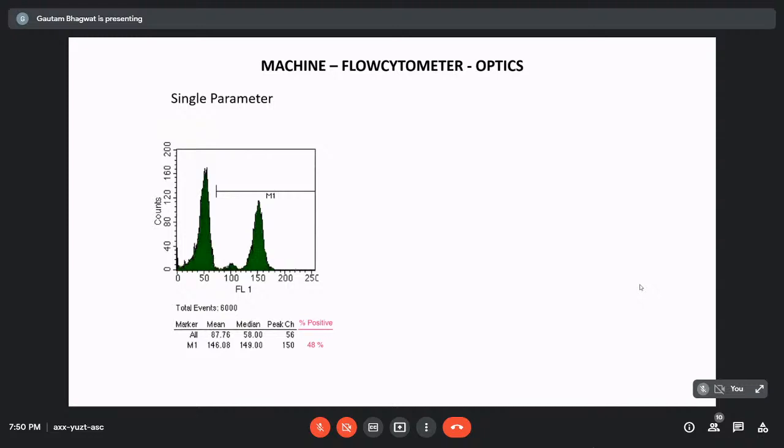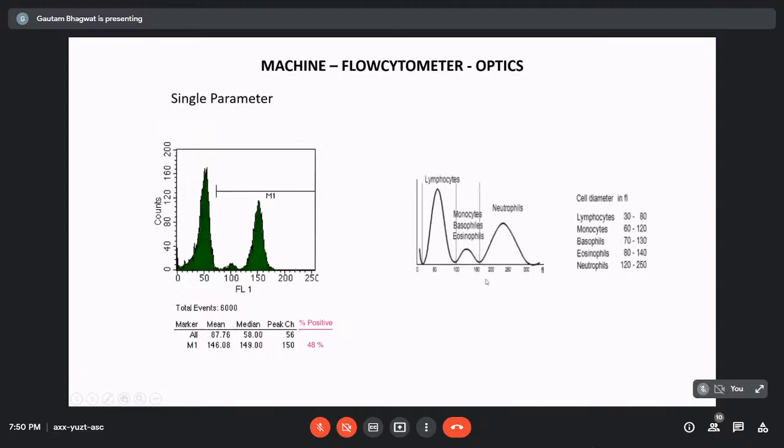I'll come to this later. So what exactly happens is, with this scatter, you get something like this. So these are the single parameter histograms, where these are the cells with the most size and these are the cells with the least size.